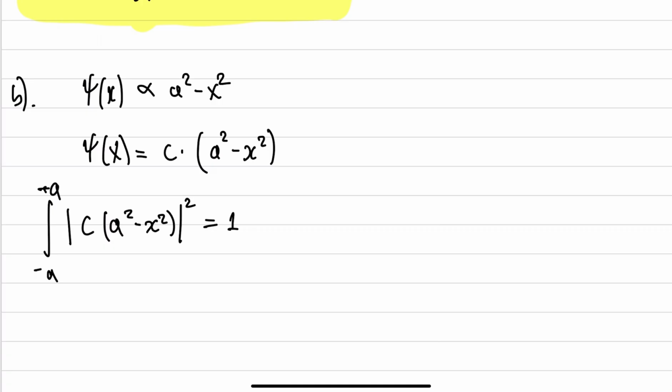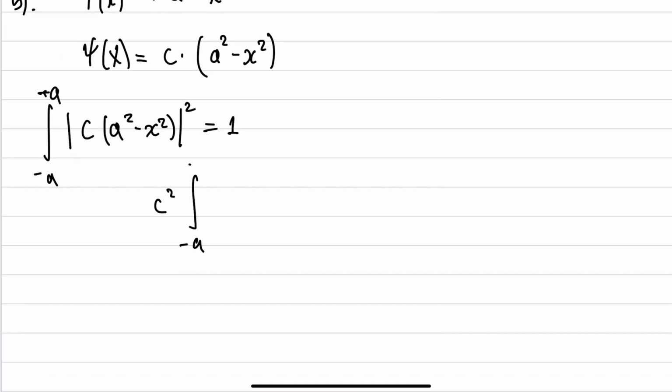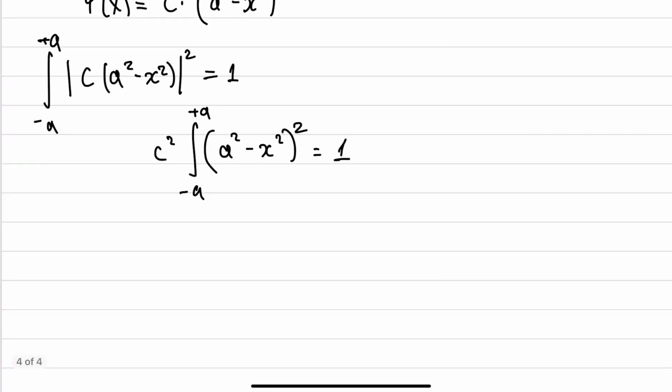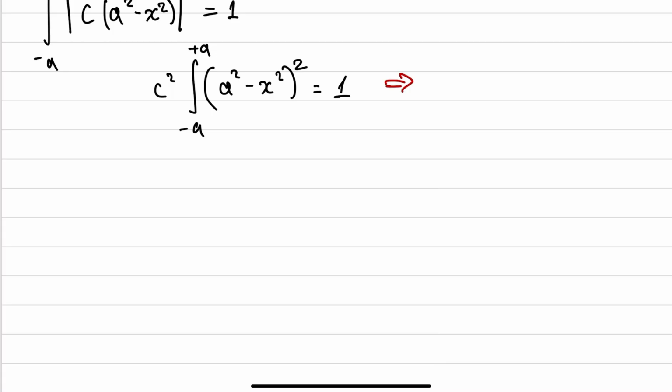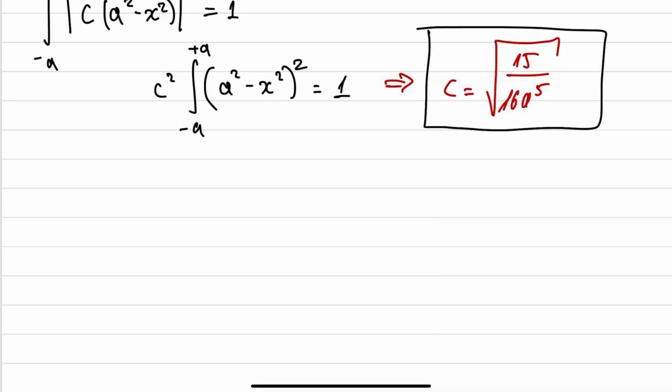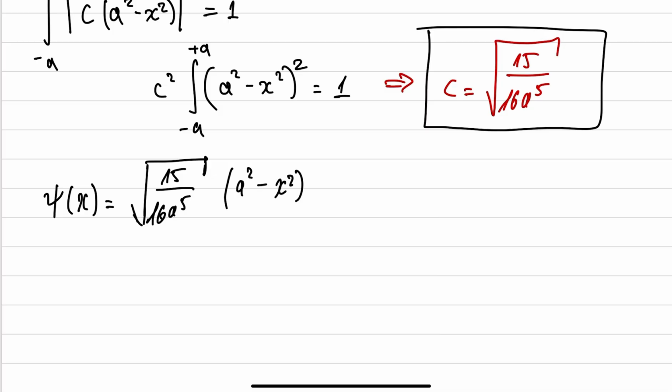And so you need, again, one more step. Let's say c squared times the integral from minus a to plus a of a squared minus x squared, all squared. This equals 1, and I guess this is quite a trivial integral, from which you get c equals the square root of 15 over 16 a to the power 5. And now this wave function psi of x is the square root of 15 over 16 a to the power 5 times a squared minus x squared. Okay, good.